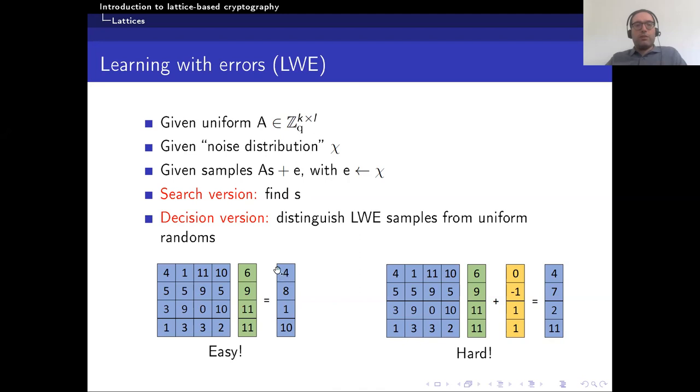So it results in the first coefficient, and so on. Therefore, you can find the values 6, 9, 11, and 11 by computing the inverse of matrix A, and then computing A inverse times T. However, if this small noise is added to the product of A times S, you cannot find the value of S by using these blue values.